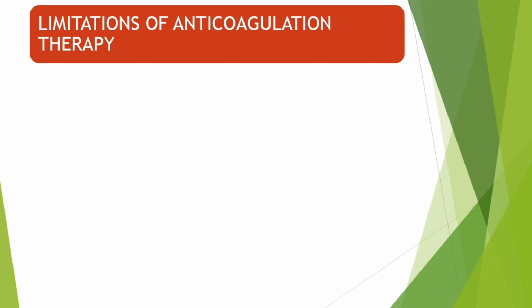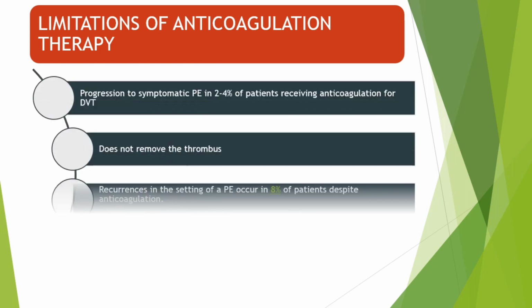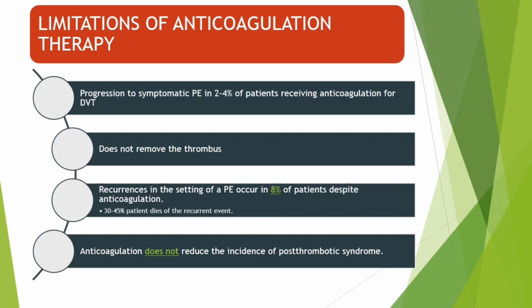Although anticoagulation therapy has revolutionized the treatment of DVT and pulmonary embolism, it has got certain limitations. For example, progression to symptomatic pulmonary embolism occurs in 2 to 4% of patients receiving anticoagulation for DVT, and it does not remove the thrombus. Recurrence in the setting of a pulmonary embolism occurs in 8% of patients despite anticoagulation therapy, and 30 to 45% of those patients die of the recurrent event. Anticoagulation does not reduce the incidence of post-thrombotic syndrome.